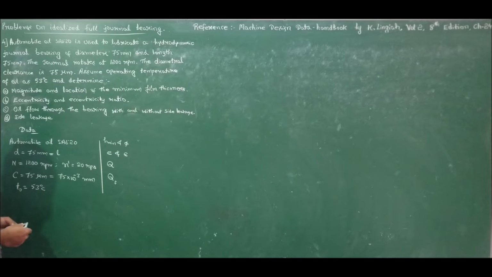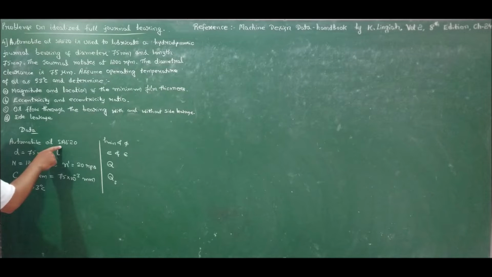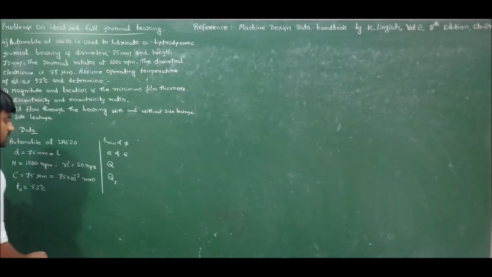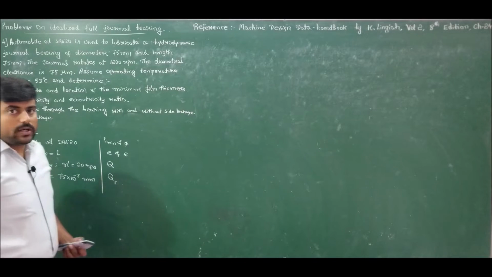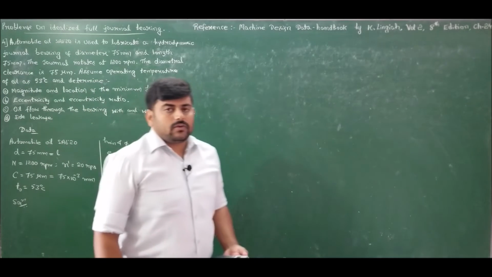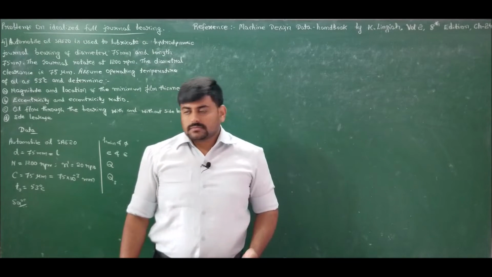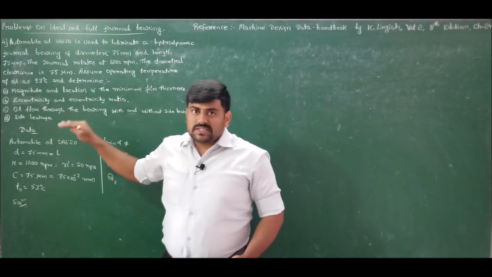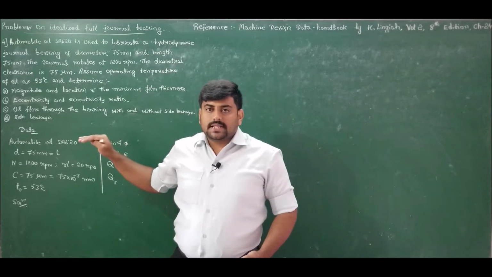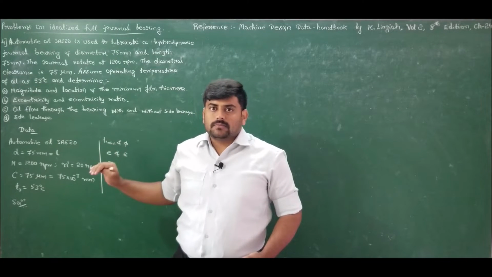Now, since the oil is specified, that is SAE20 automobile oil, and the operating temperature is also known, that is 53 degrees Celsius, let us directly determine the viscosity by using table 24.1 and figure 24.2a. Whenever the operating temperature is not specified, always assume the operating temperature as 60 degrees Celsius and solve the problem.